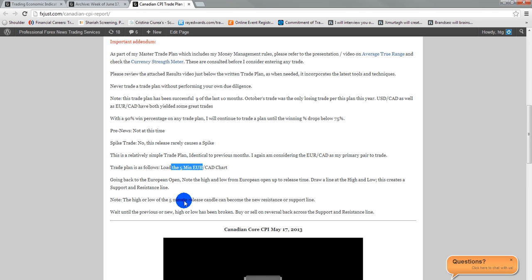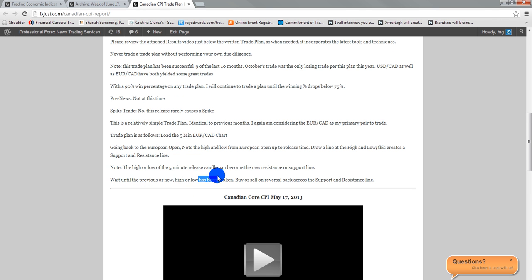Now this is a reversal trade, so basically when the market goes above the resistance line and then closes back below the resistance line, that's an indication to sell, and vice versa. If the market goes below the support line and closes back above the support line, it's an indication to buy.